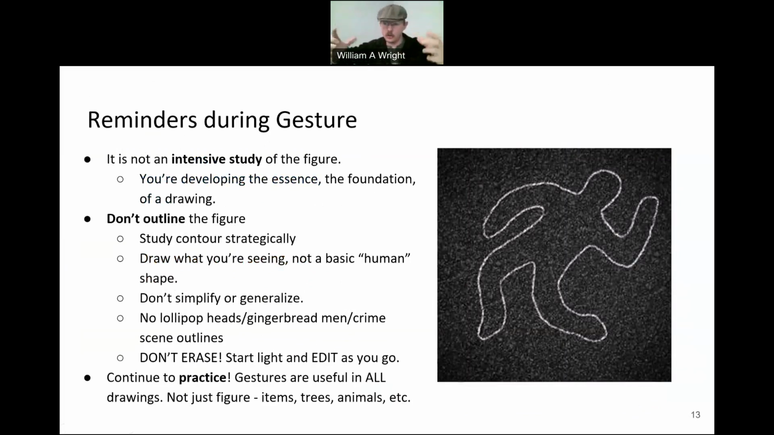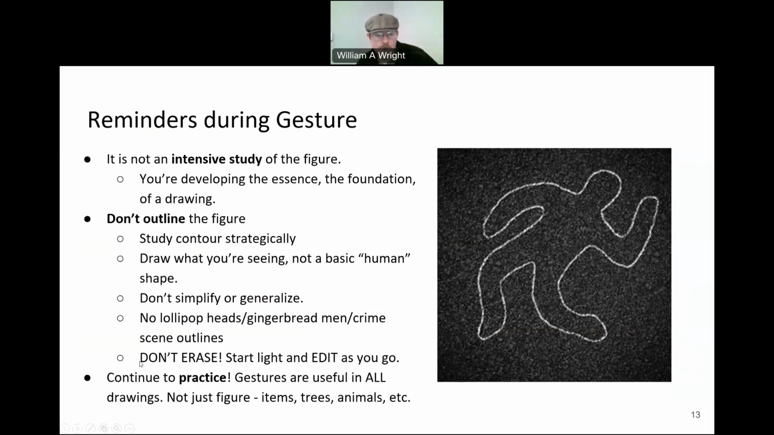So you need to draw the oval, not the circle. Don't generalize. Draw what you see, not what you know. Don't simplify or generalize. No lollipop heads, gingerbread men, or crime scene outlines. These will be met with fierce resistance from me. You're not doing it right.